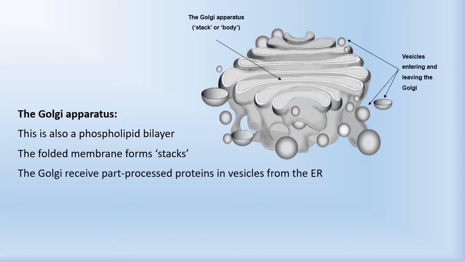Golgi are also membranous organelles, so they're also formed of the phospholipid bilayer. The folded membrane forms into stacks, and there may be between 40 to 100 Golgi stacks per cell. The Golgi receive part-processed proteins in vesicles from the endoplasmic reticulum. Look at the picture of one stack and note the vesicles.